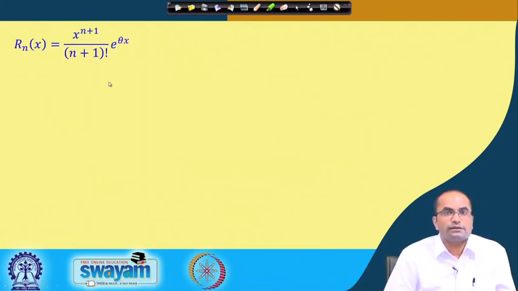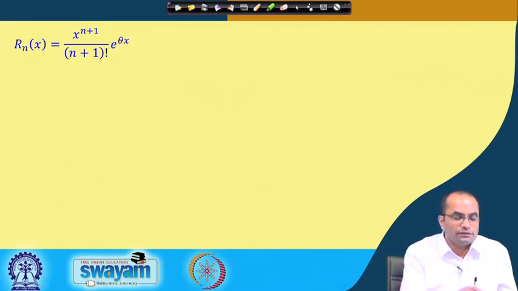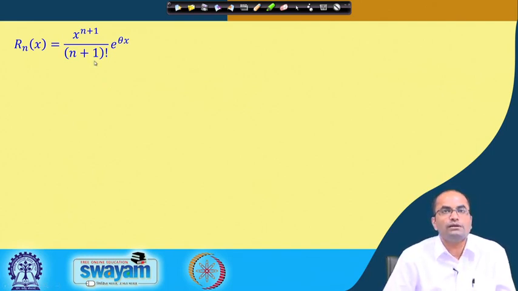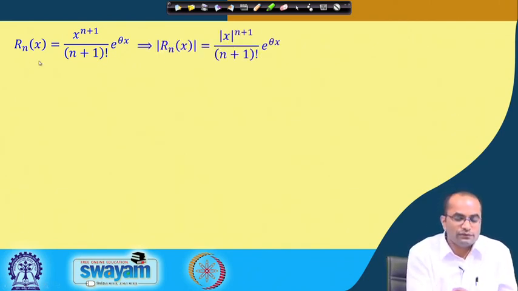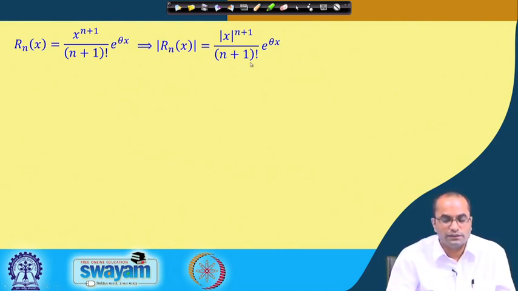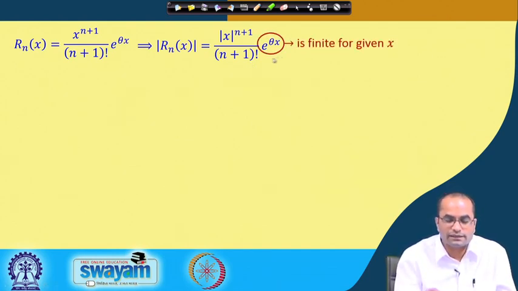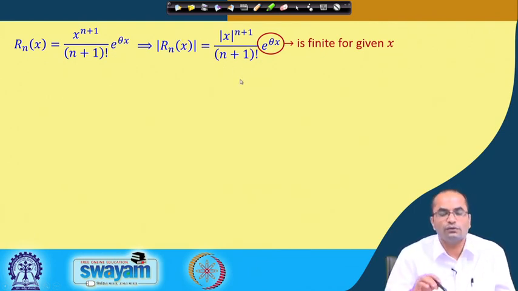So, this is the remainder term R_n(x), x to the power n plus 1 divided by (n plus 1) factorial, times e to the power theta x. If we take the absolute value of this remainder term, x to the power n plus 1 over (n plus 1) factorial times e to the power theta x, then we notice that this e to the power theta x, for whatever given x, will be a finite quantity. So, this will not disturb because there is no n term here. So, we can now focus on this term, that what will happen when n goes to infinity.